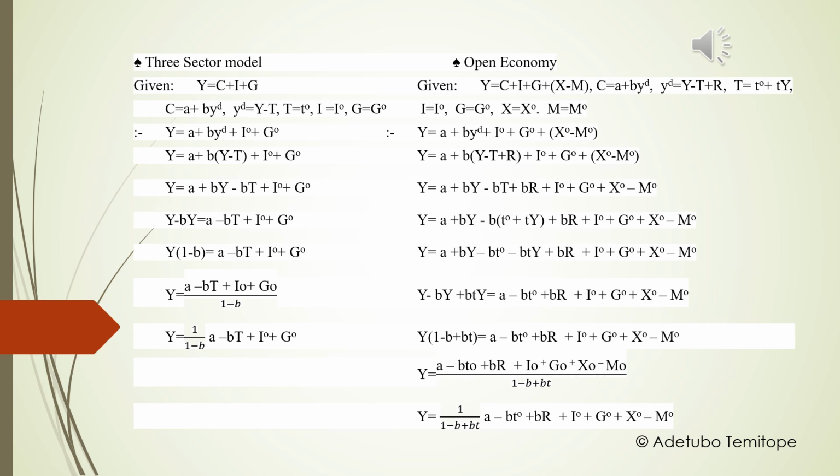Then when you collect like terms, we have Y - bY + btY = a - bT₀ + br + I₀ + G₀ + S₀ - M₀. So when you factor out Y, we have Y(1 - b + bt) = a - bT₀ + br + I₀ + G₀ + S₀ - M₀. When you divide both sides, we have Y = (a - bT₀ + br + I₀ + G₀ + S₀ - M₀) divided by (1 - b + bt). Then in this case, the multiplier is given as 1 divided by (1 - b + bt).